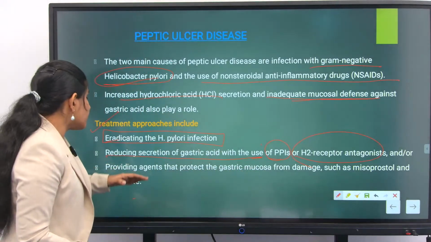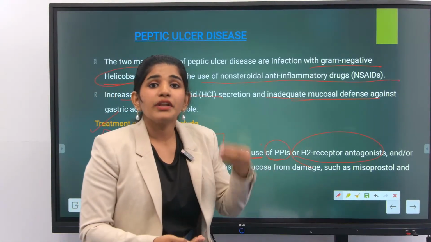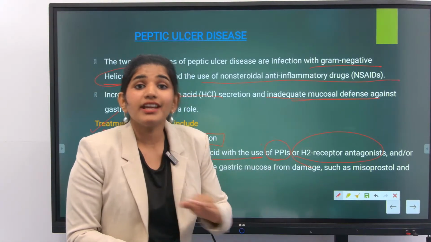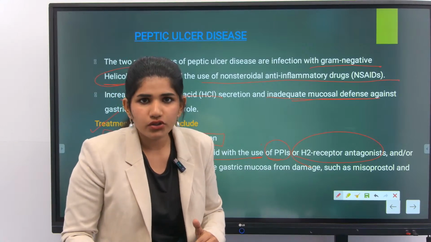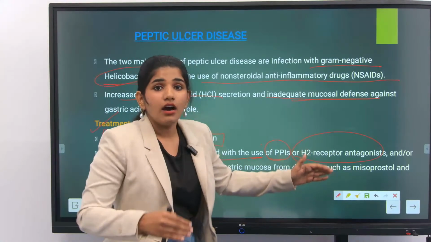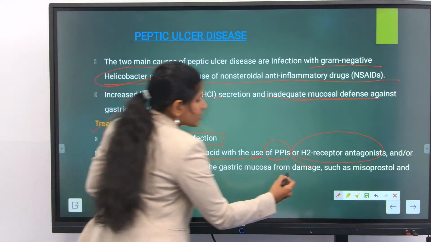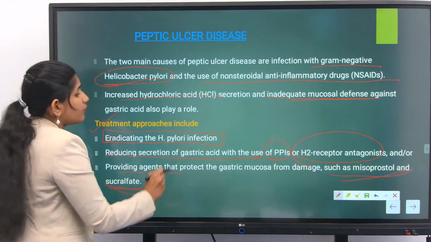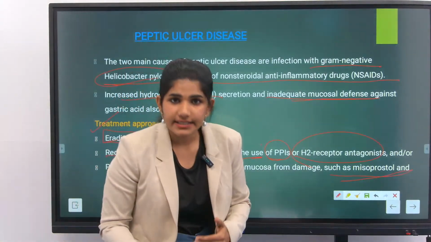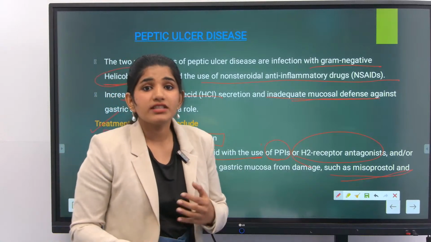And next one, we can provide agents that protect the gastric mucosa. Even though the hydrochloric acid is being secreted, we can protect our mucosa by giving agents like sucralfate and misoprostol. So that is providing agents that protect the gastric mucosa from damage, that is misoprostol and sucralfate. And what is misoprostol? It's a prostaglandin analog, and sucralfate is a cytoprotective agent. It's a mucosal protective agent.